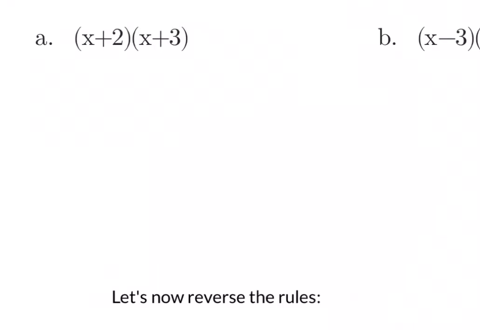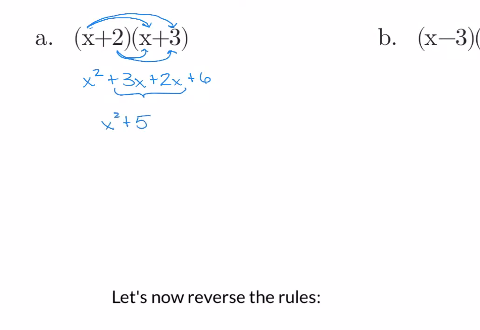So for example A, if we FOIL, my firsts, I get x squared. Outsides, I get 3x. Insides, I get 2x. Lasts, I get 6. If we combine our like terms, we get x squared plus 5x plus 6.